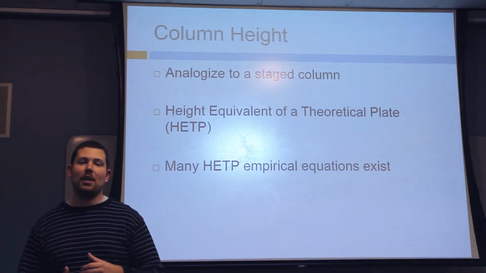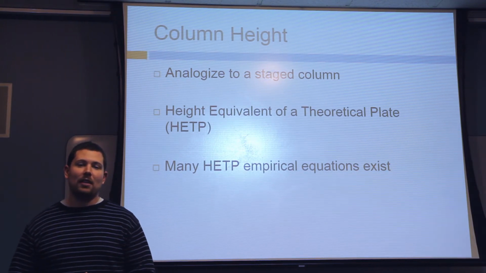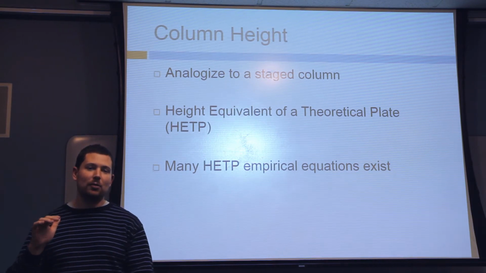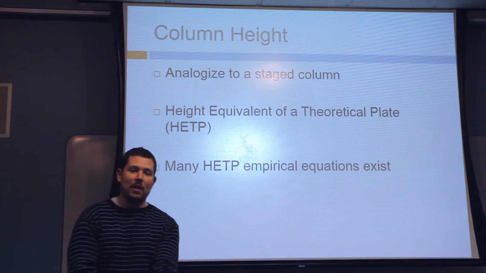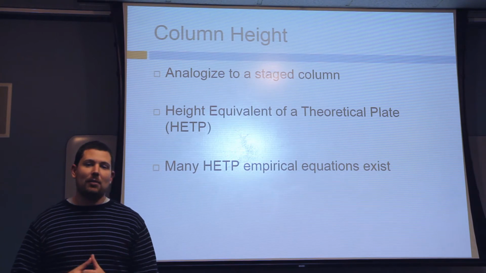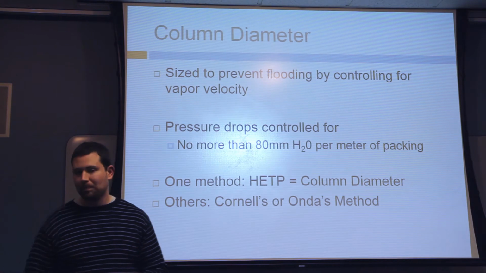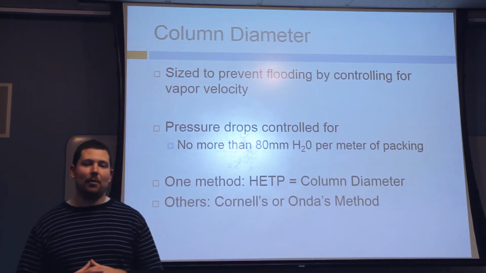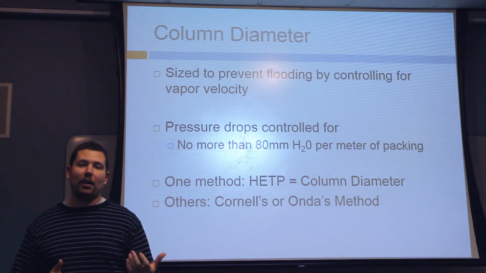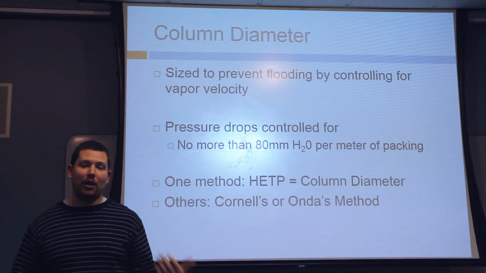One method to determine the height of the column is the height equivalent of a theoretical plate. This method determines an equivalent packing height that is equal to the distance between trays in a tray column. With this method, we can use many of the same techniques that we use for tray columns on packed columns. The column diameter should be sized so that you prevent flooding and you control for the higher vapor velocity. Too high of a vapor velocity will cause uncontrolled or too high of pressures within the column.